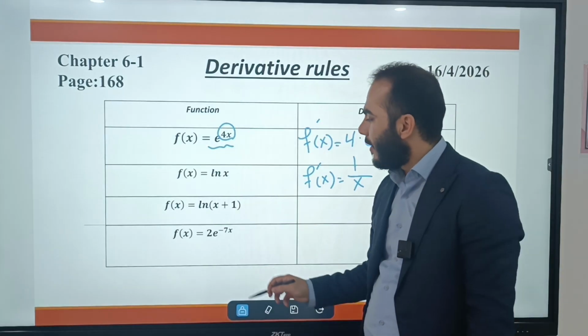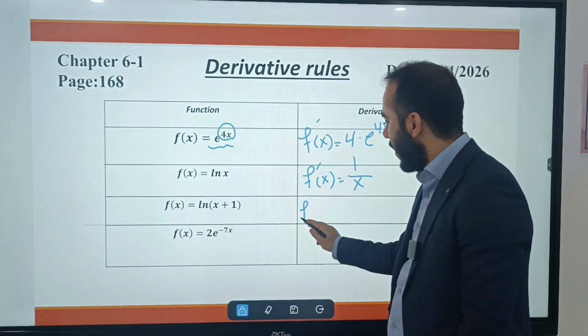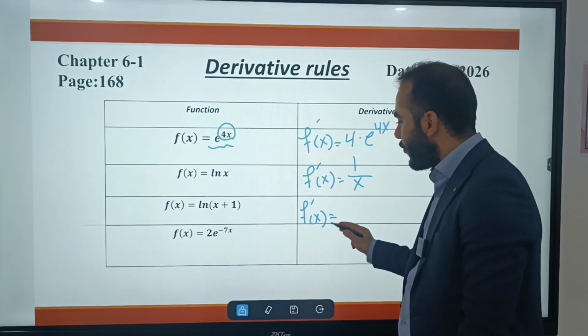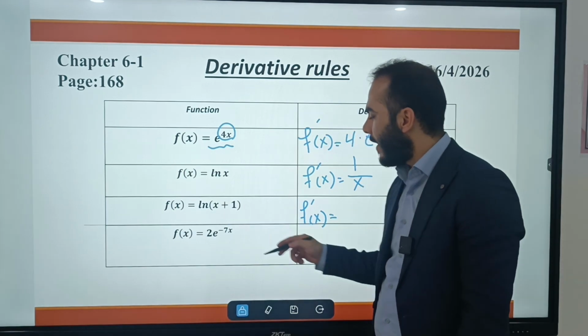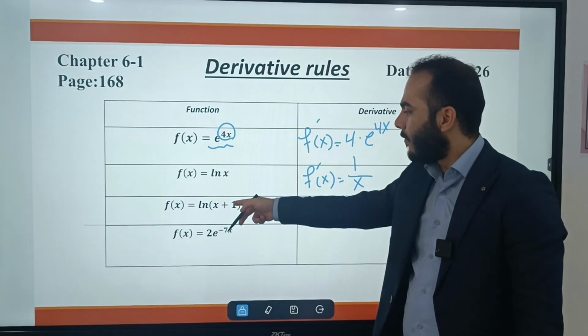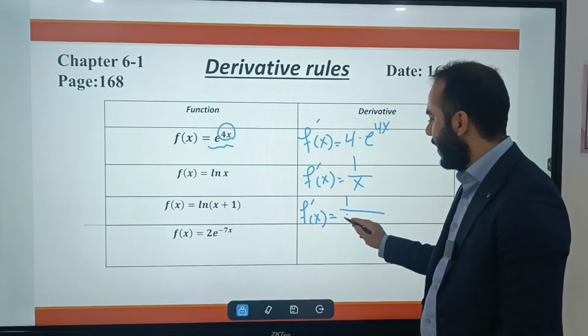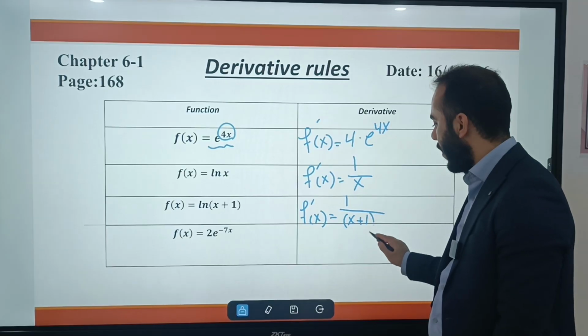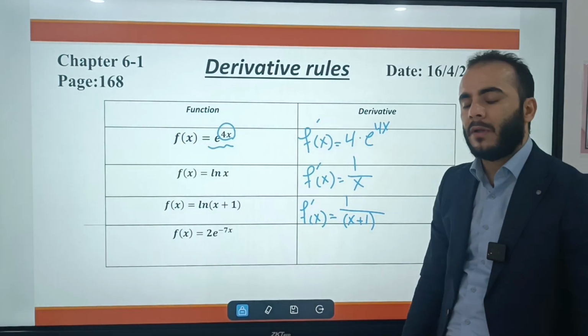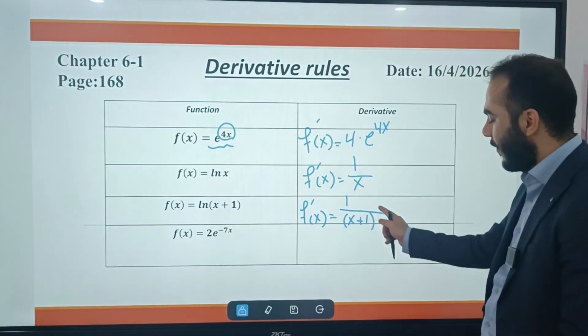How about derivative of ln x plus 1? So f prime would be derivative of inside this bracket. Derivative of x, 1. Derivative of 1, 0. No need to write it. Over itself, which is x plus 1. Khalas. 1 over x plus 1. No need to even put these brackets for that case.